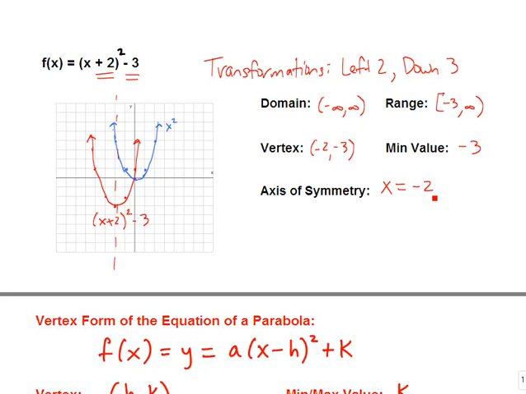Okay, now this particular example did not have any stretches or shrinks, vertical stretches or shrinks. And that's what we're going to talk about next. The only transformations we had in this problem were horizontal shifts, left and right, and vertical shifts, up and down.